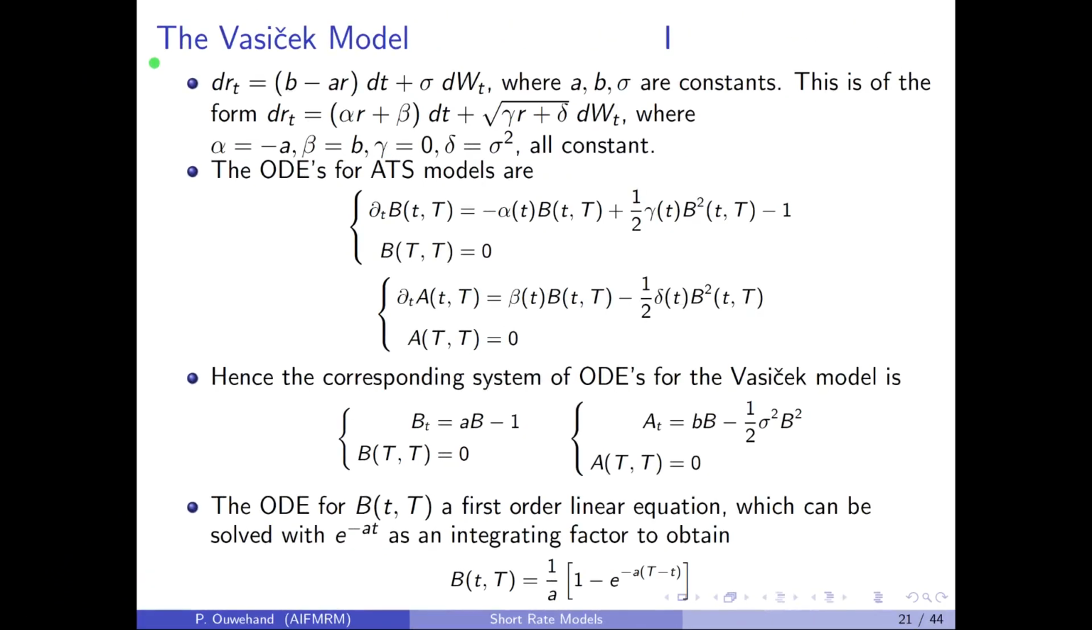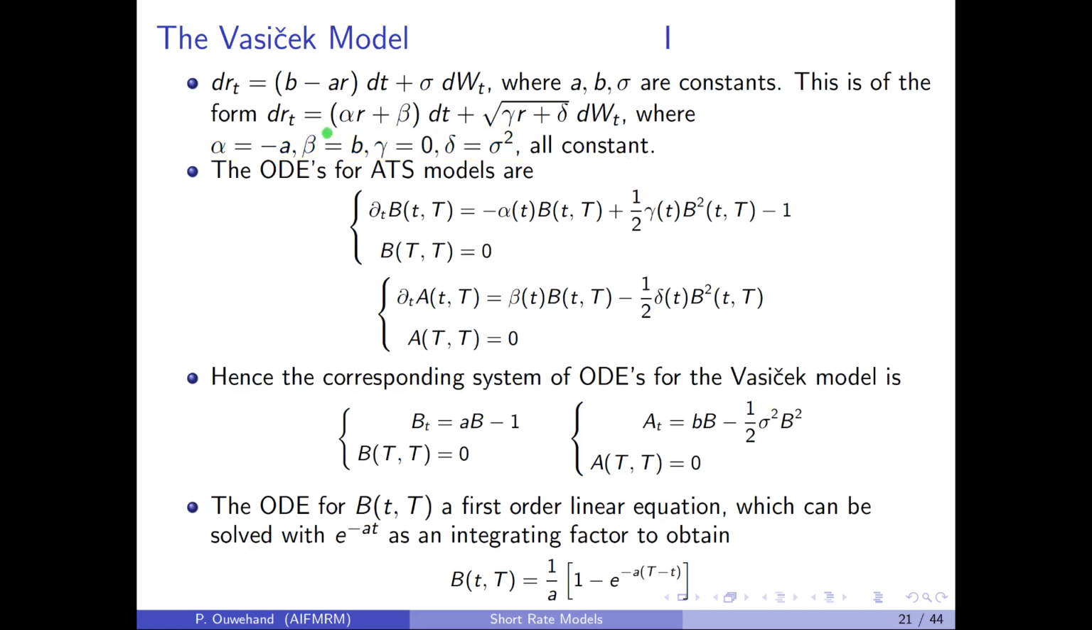In this video, we'll have a look at several examples of affine term structure models, starting with the oldest, the Vasicek model. We can write the Vasicek model in the following form, where a, b, and sigma are constant. This is of the form dr equals (alpha r plus beta) dt plus square root of (gamma r plus delta) dW_t, where alpha is equal to minus a, beta is equal to b, gamma is equal to 0, and delta is equal to sigma squared, all constant.